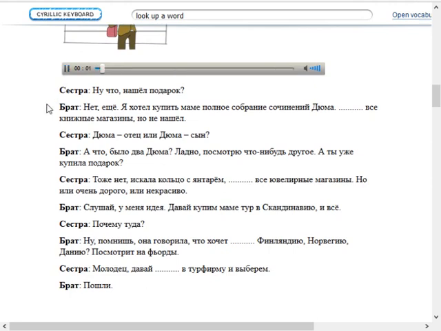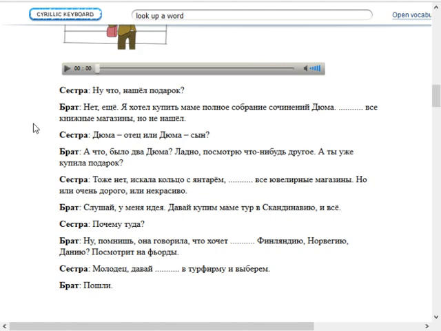Ну что, нашел подарок? Нет еще. Я хотел купить маме полное собрание сочинений Дюма. Обошел все книжные магазины, но не нашел. Дюма отец или Дюма сын? А что, было два Дюма? Ладно, посмотрю что-нибудь другое. А ты уже купила подарок? Тоже нет. Искала кольцо с янтарем, обошла все ювелирные магазины. Но или очень дорого, или некрасиво. Слушай, у меня идея. Давай купим маме тур в Скандинавию и все. Почему туда? Ну, помнишь, она говорила, что хочет объехать Финляндию, Норвегию, Данию, посмотреть на фьорды. Молодец. Давай зайдем в турфирму и выберем.